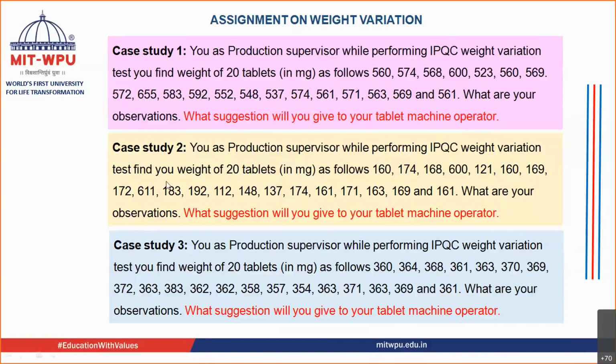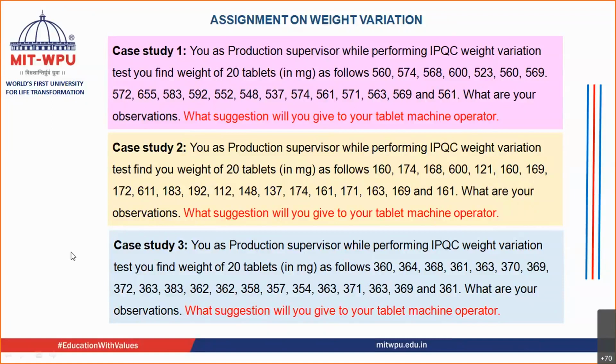Okay, good, fine. Now, this is the second case study that I have given you, where I have given you 20 tablets with these weights. And the third case study, I have given you 20 tablets with these weights. I will put this on your group. You have to solve this and submit this assignment by tomorrow morning 8 a.m. You can use calculators, you can use an Excel sheet. It will be very easy to prepare on the Excel sheet. It will hardly take 15 to 20 minutes to do these calculations.